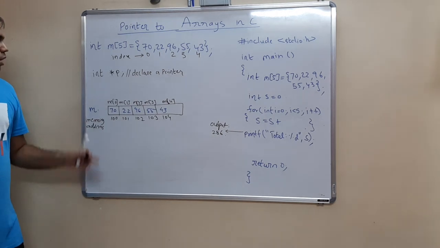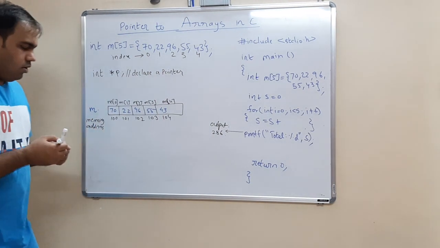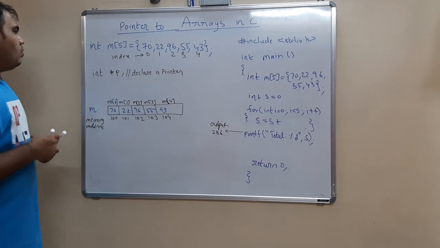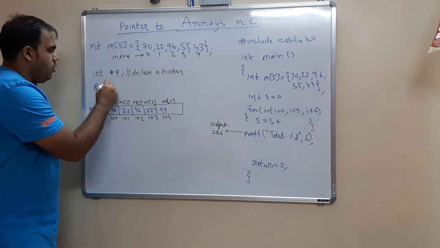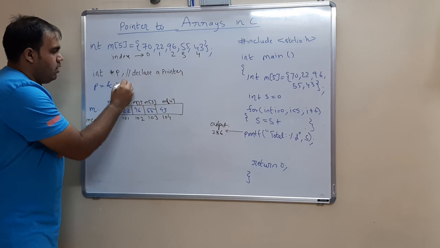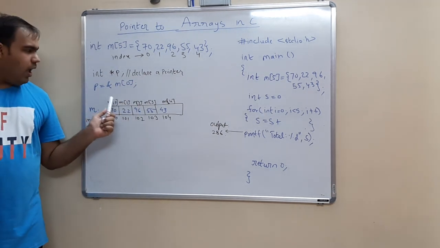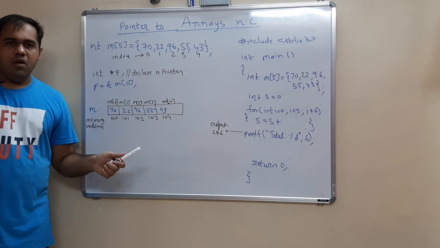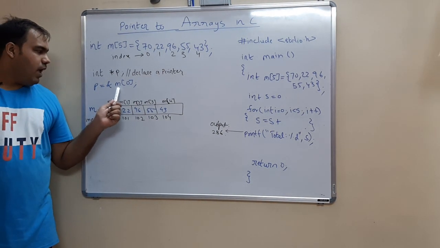Okay, now I have to point it somewhere. I've just declared it. How to point it somewhere? So I have this array m, and what I'm going to do is p equals ampersand m of 0. What does the ampersand tell you? Ampersand is the address of operator. Okay, so ampersand means address of m of 0.